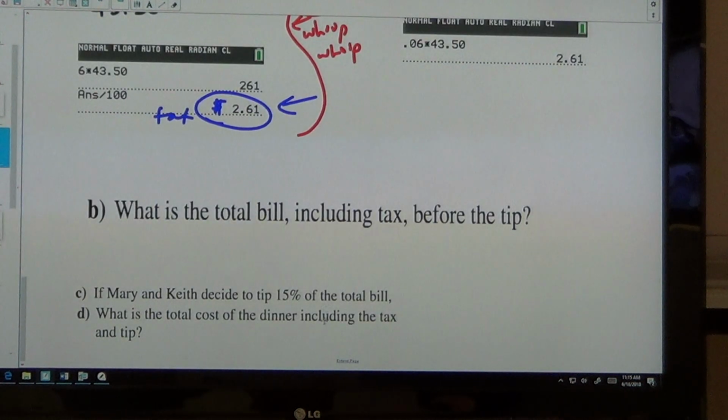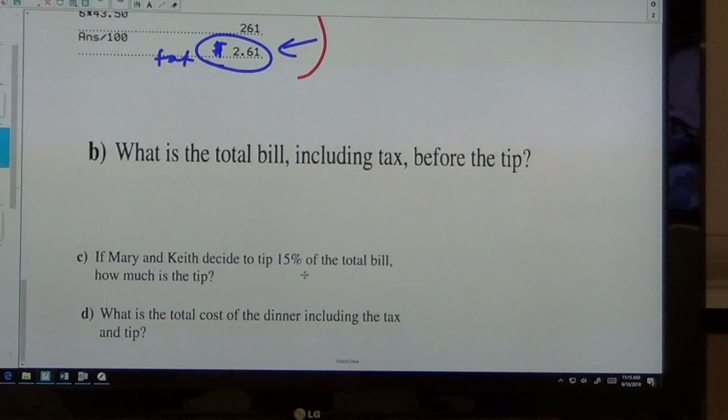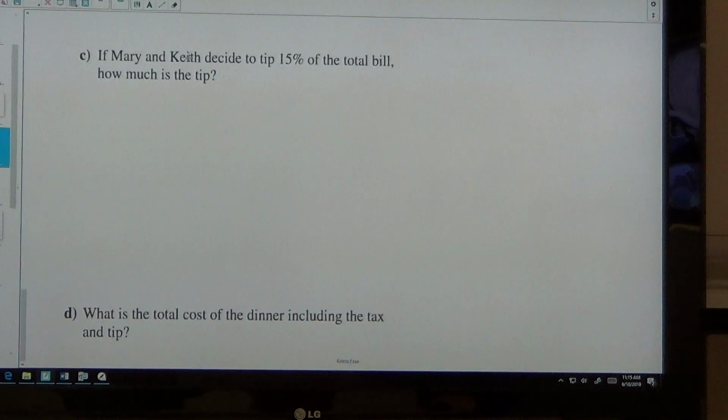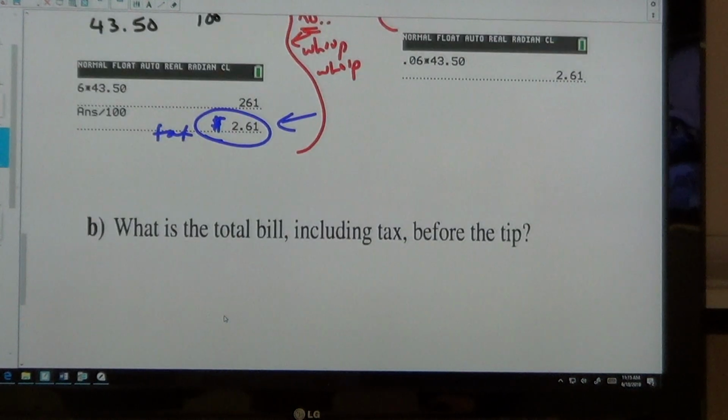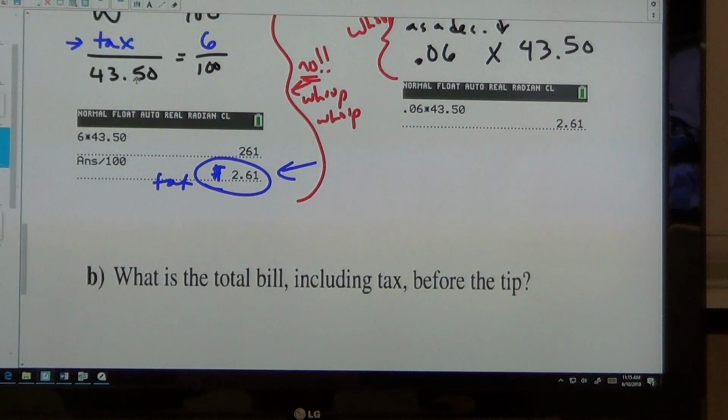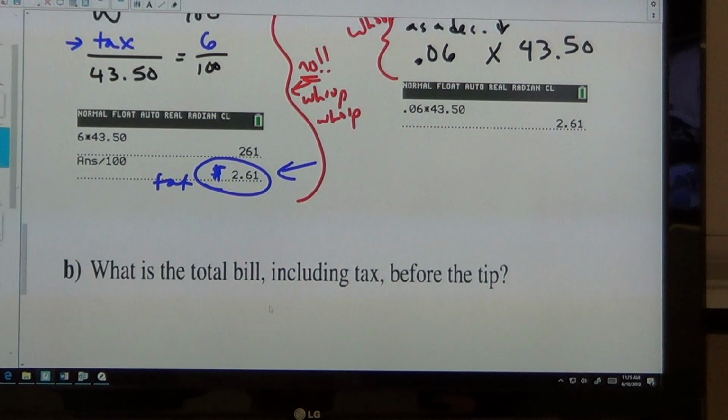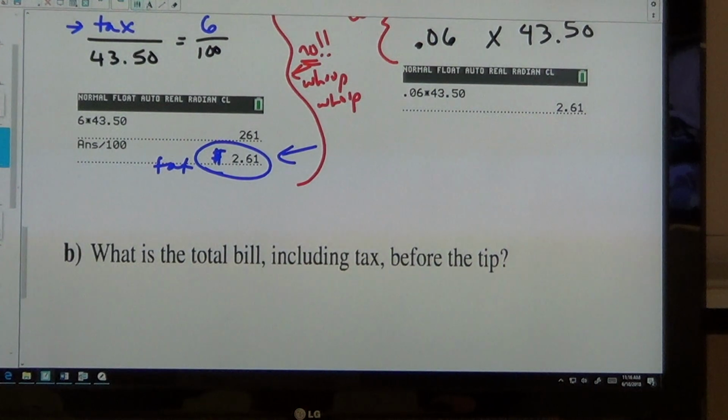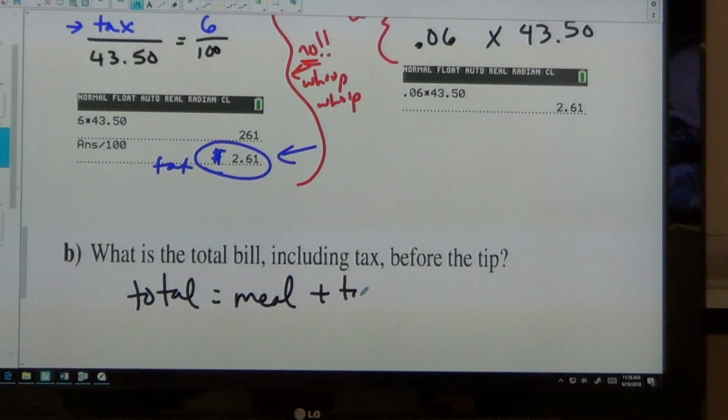All right. Now, my next question says, what is the total bill including tax? So how would I get that? If I go to Walmart and I buy $43.50 worth of stuff, what do I do with the tax? You add it. So the total is going to be my meal plus the tax.